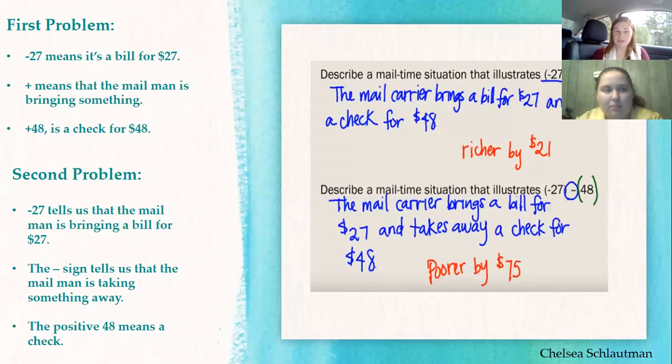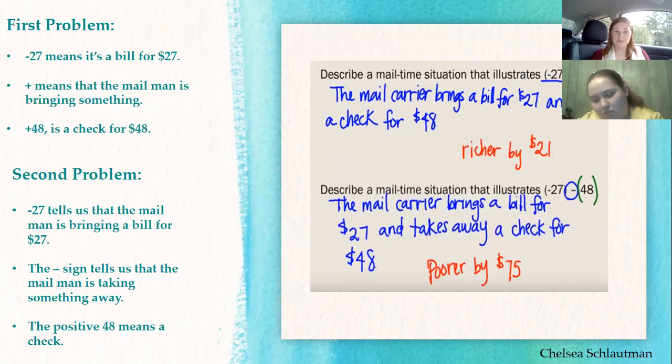Next, I have just a few more examples like the ones we just looked at, except they changed the sign up here a little bit, so that way you'll be able to look and understand different ways that you can have different problems and how you will be writing them out. So for this first problem, we have a -27. So that means he is bringing a bill for $27. The plus sign in the middle means he's also bringing something else. And the +48 means he's going to be bringing a check for 48.